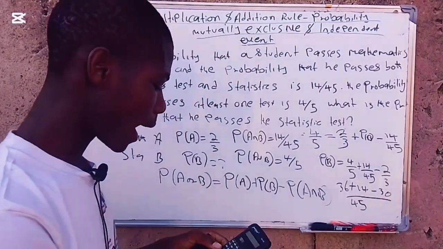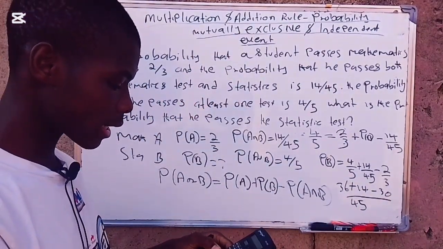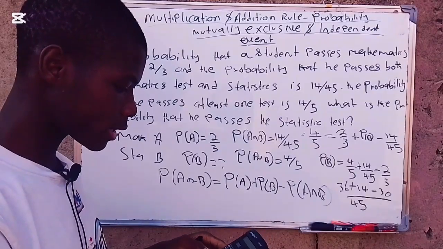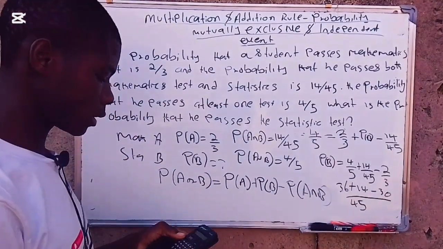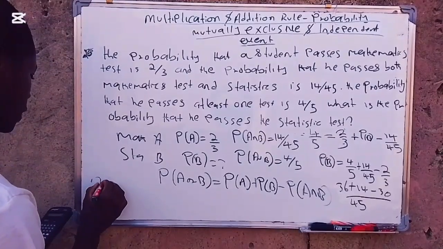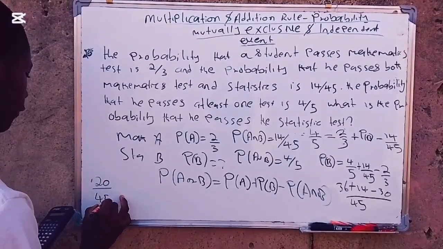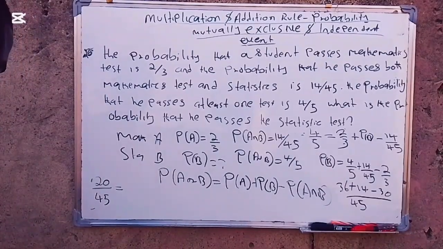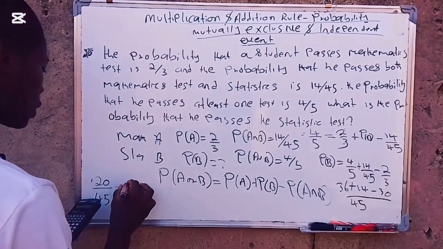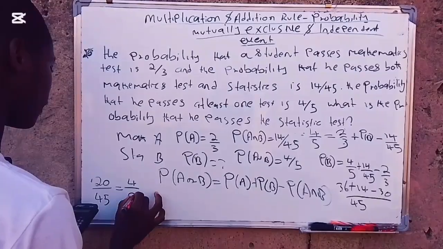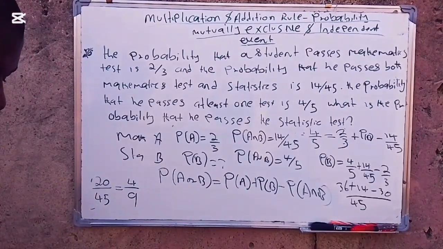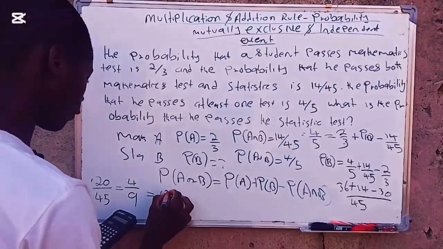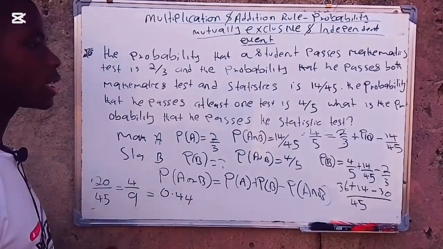So I have to add them. I have to say 36 plus 14 minus 30. This should now be 20 over 45. This is the same thing as saying 20 divided by 45, which is the same as saying 4 divided by 9. And 4 divided by 9 is the same as 0.44. So this is the probability.